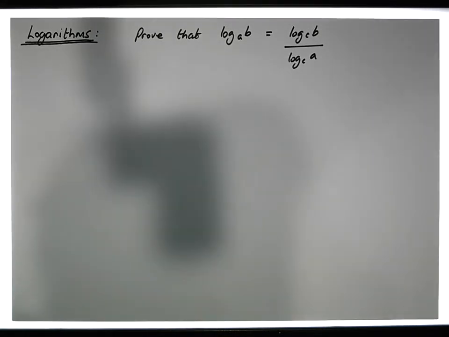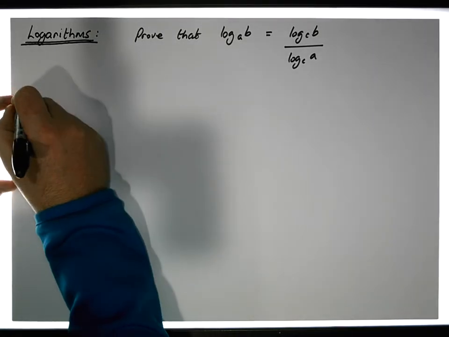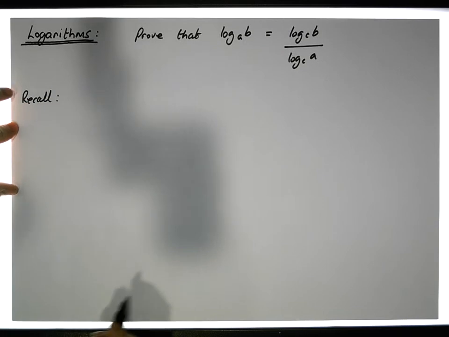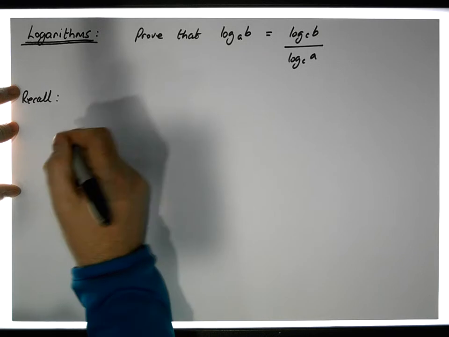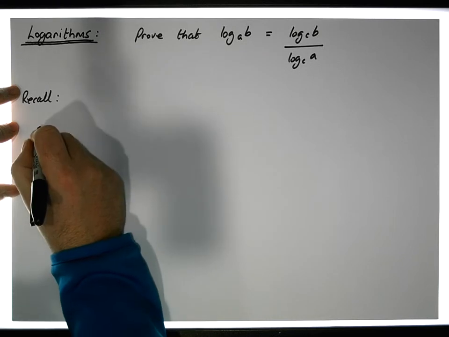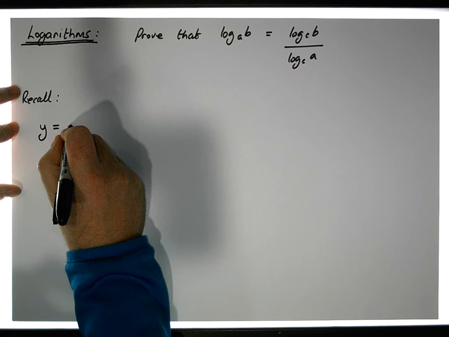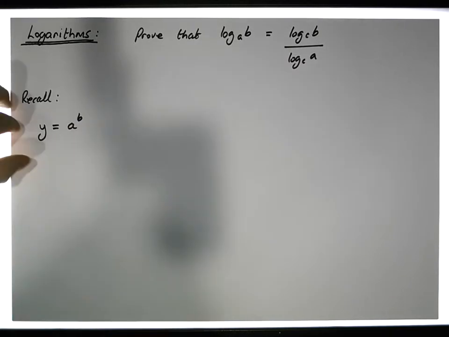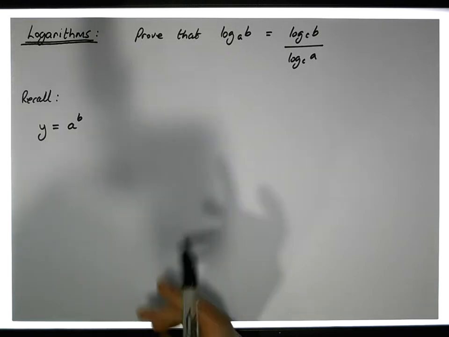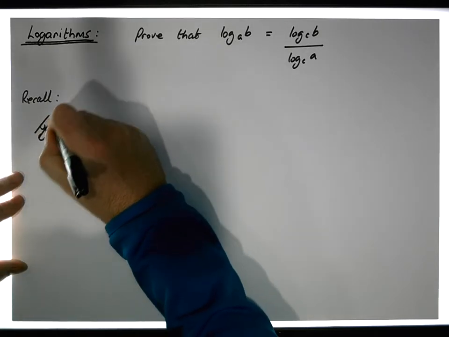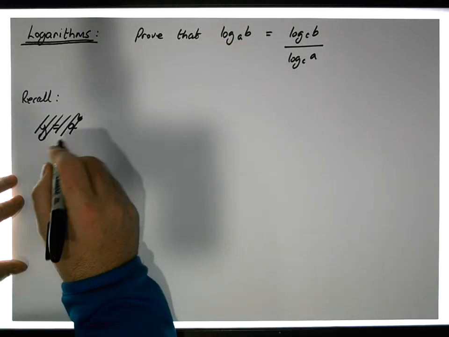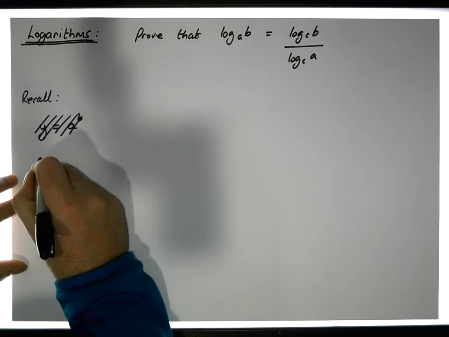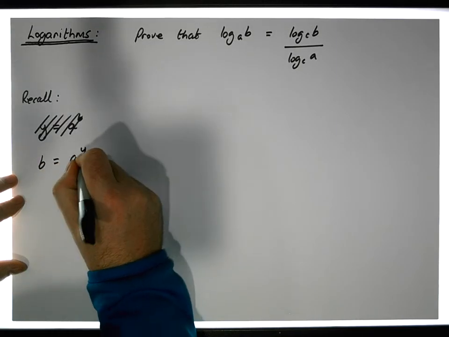But let's just recall an important identity, what it means to be a logarithm. So let's say we have that y is equal to a to the power of b. Let me write this a different way, because you can see that I'm already using a's and b's up here. Let's say that b is equal to a to the power of y.